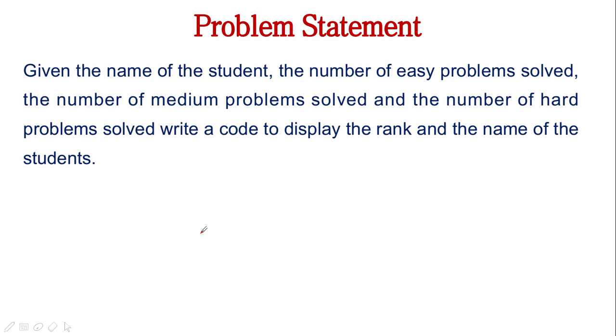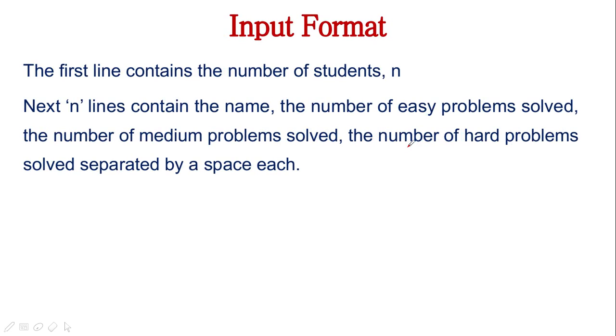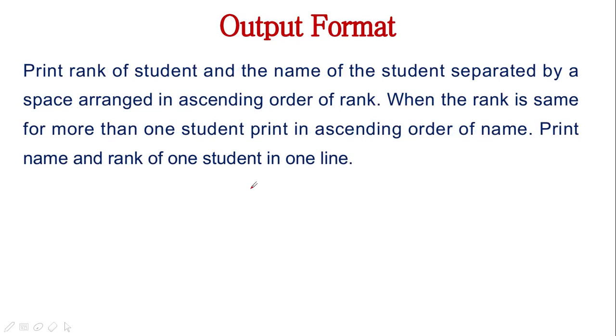Now the problem is, given the names of the students and the number of easy, medium and hard problems, you are going to write code to display the rank and name of the students. This is the input format. The first line contains the number of students, n students will be there, and the next n lines contain the name, number of easy problems solved, number of medium problems solved, and number of hard problems solved, separated by a space.